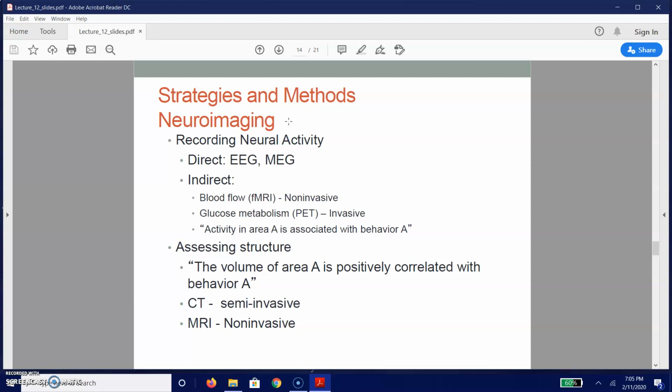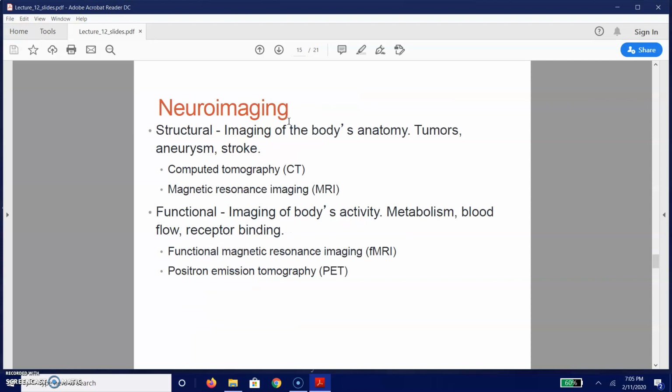So now we're kind of moving on into our neuroimaging methods, fMRI and PET, as well as CAT scans and MRI. So generally, we're going to move on to neuroimaging. I've said generally a lot today. There are two major branches of neuroimaging.